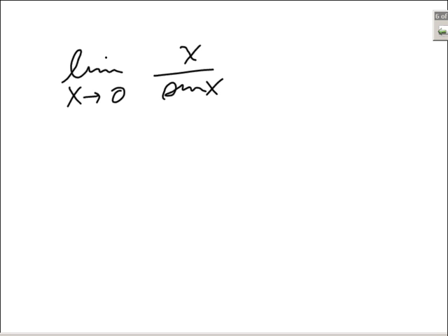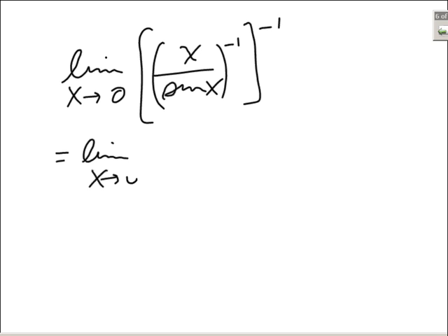A slight modification would be the following. The limit as x goes to 0 of x over sine x. Well, what you can do is take the reciprocal of this and then take the reciprocal again. So this is equal to the limit as x goes to 0 of, I take the reciprocal, I get sine x over x. That took care of that inverse. And now to the negative 1 power.